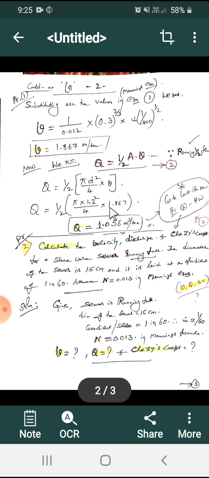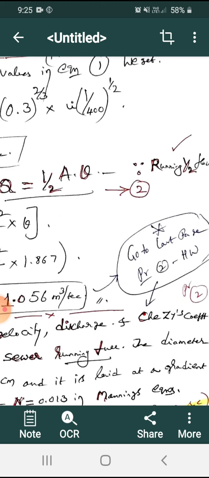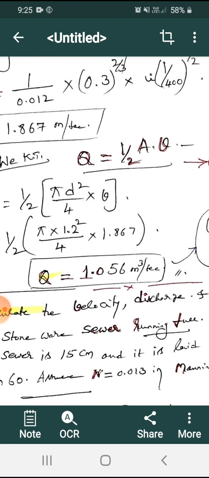So what you have to find out, we know the general formula. Q is equal to what actually? AV. We know that Q is equal to AV, but it is running off full. That is why Q off is equal to off into AV. They have given it very neatly, running off full, running off flow. Okay, so this is off into AV. What is A? Pi d square by 4.